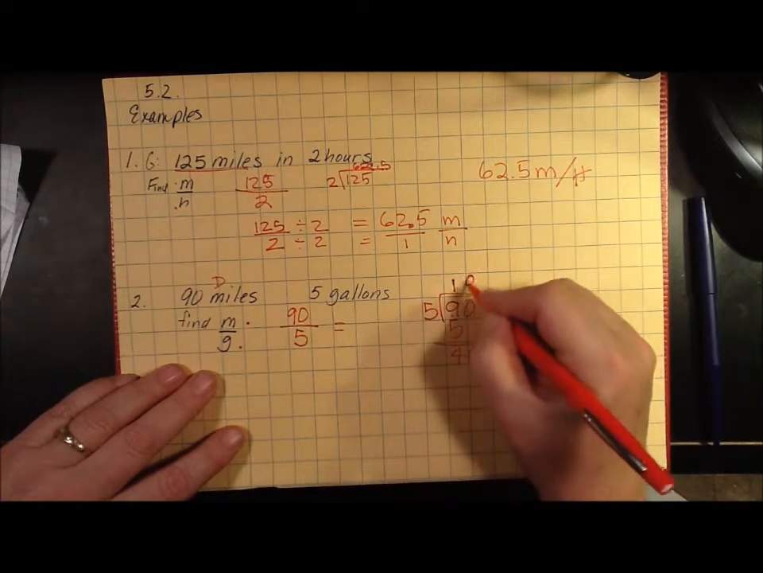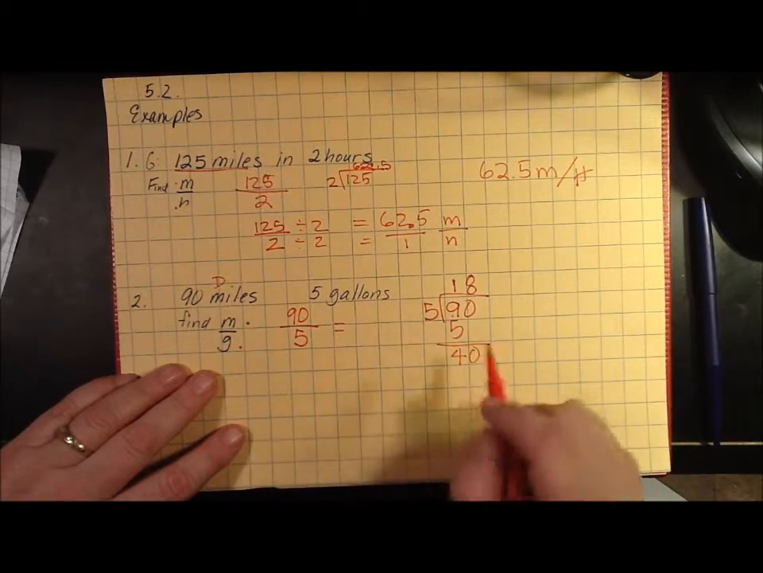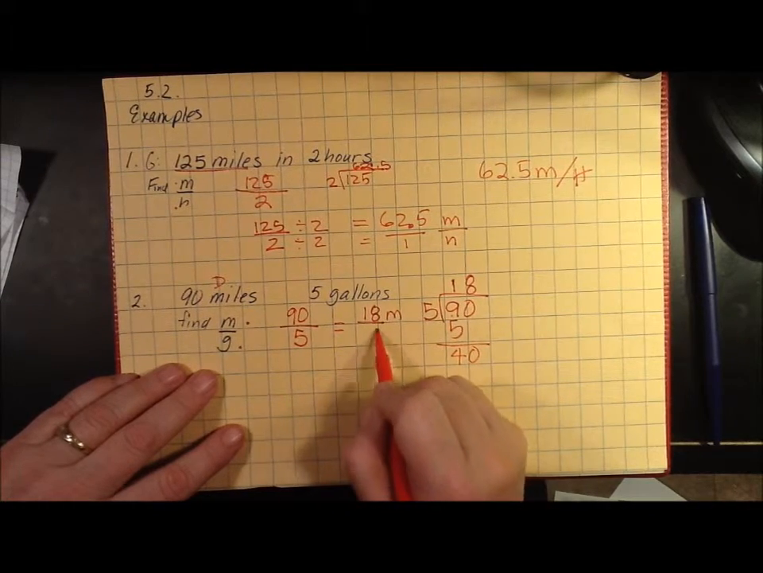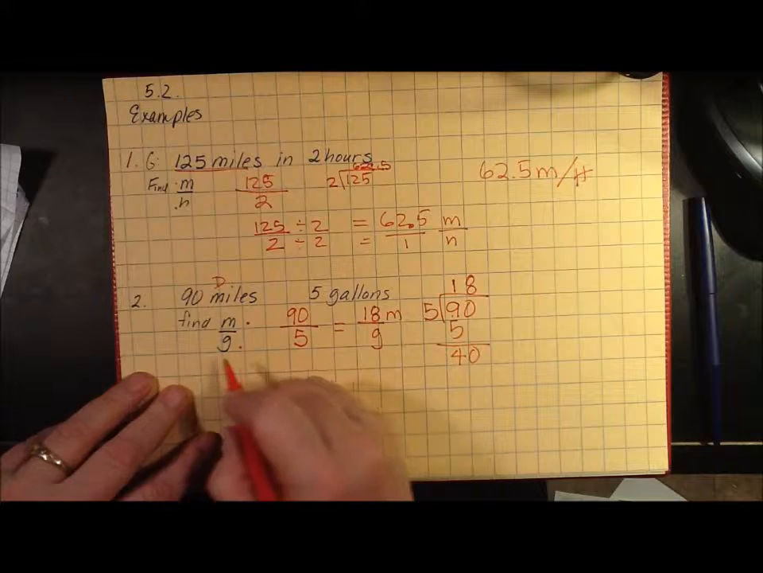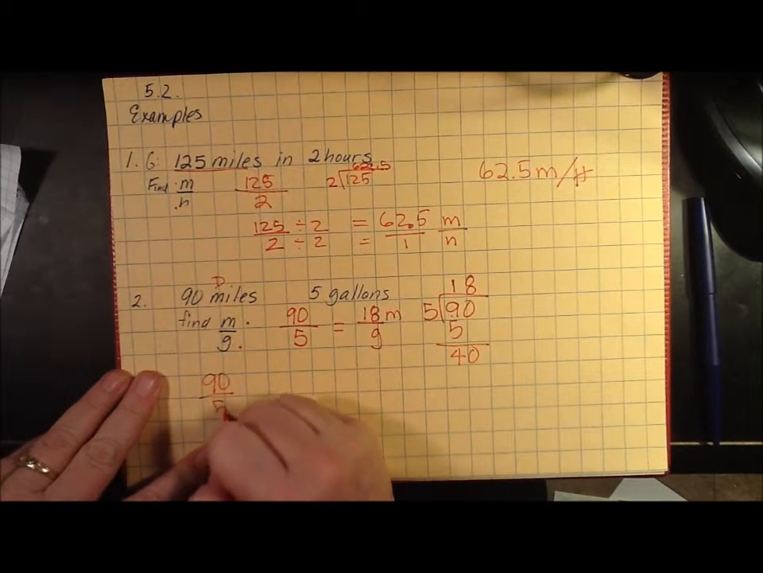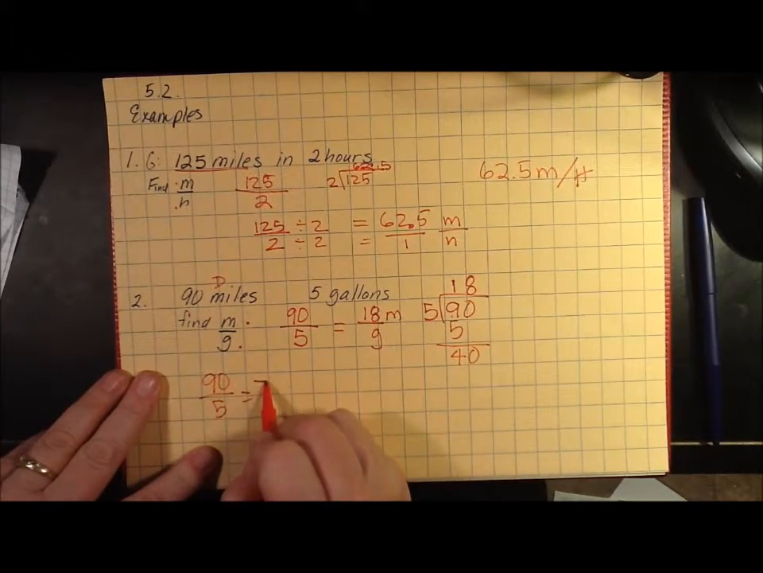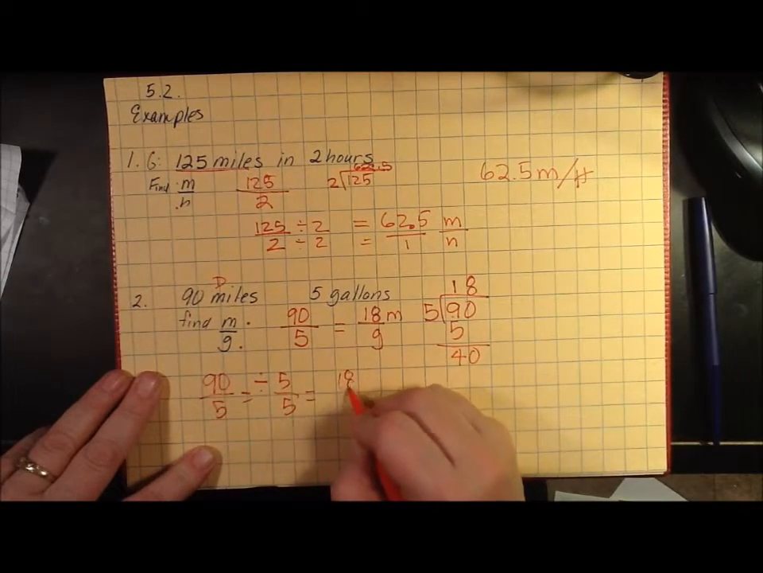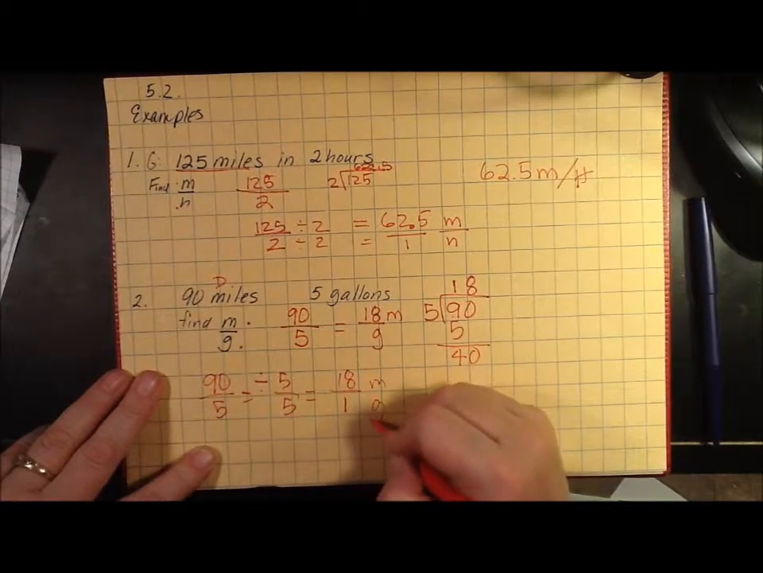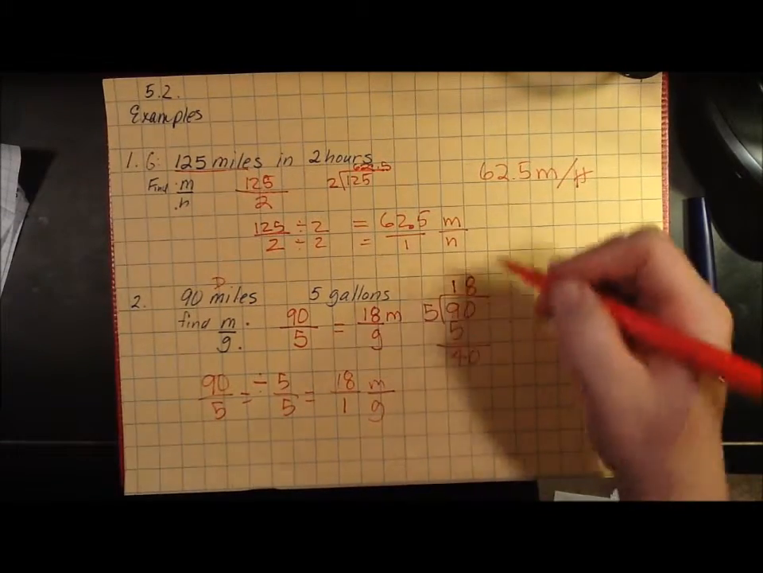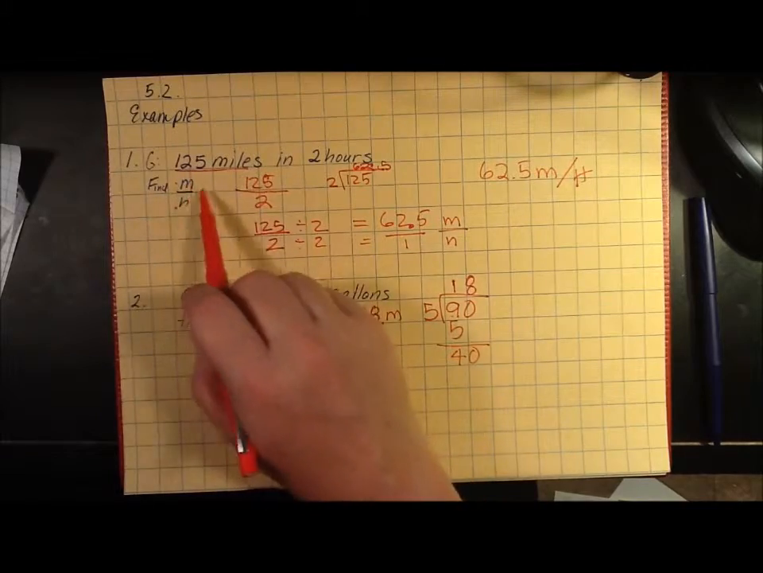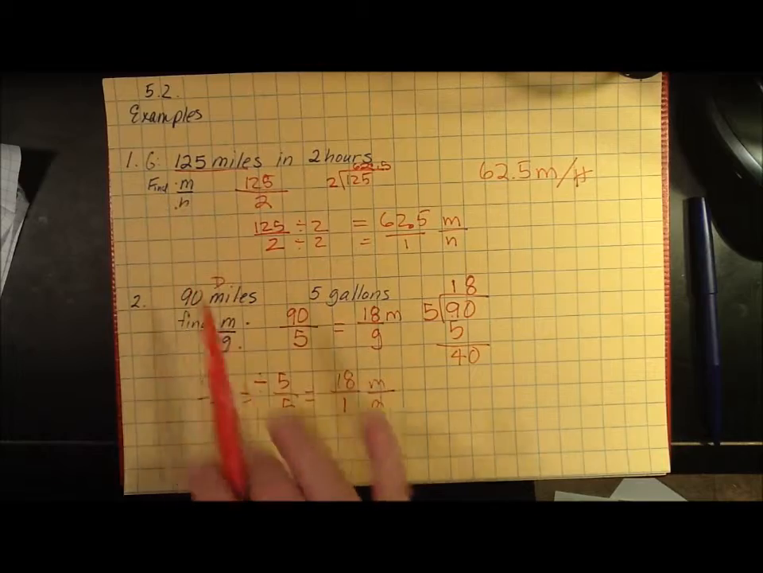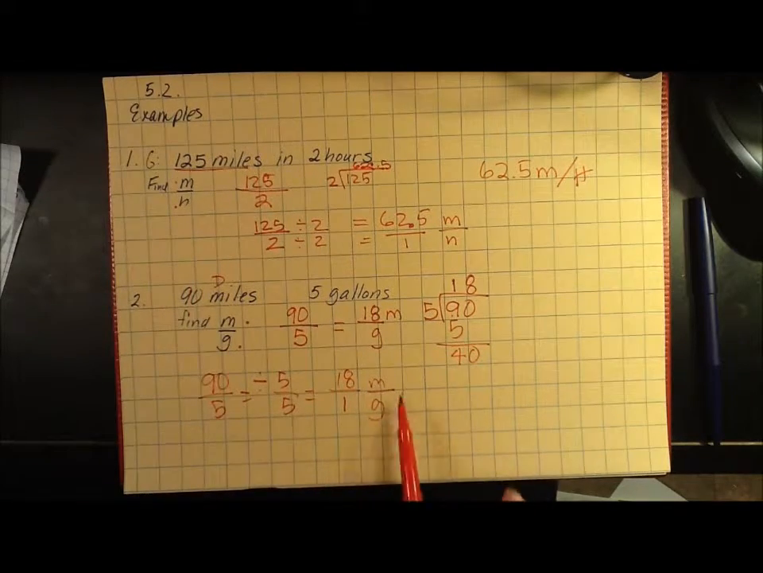I know I should be doing short division, but I'm not going to today. So that's the same as saying 18 miles to the gallon. Another way to think of that is 90 over 5. I'm going to divide that by 5 and that by 5, and I will get 18 over 1 miles per gallon. When you're comparing completely different categories of things, make sure that you keep your labels. It will also help you make sure that you did the problem correctly.